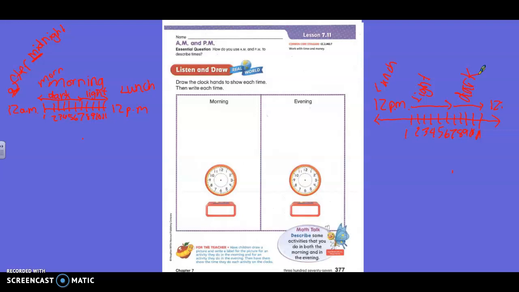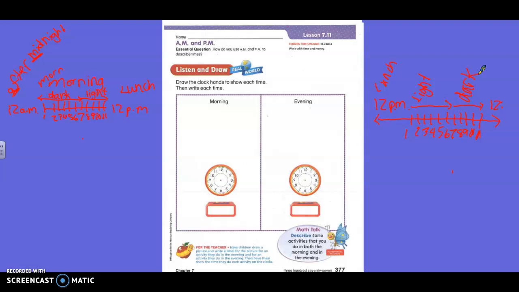Does that make sense? It goes from 12 o'clock a.m. to 12 o'clock p.m., back to 12 o'clock a.m., back to 12 o'clock p.m., okay? All right. PM is like 12 o'clock, like when we're up at AM.